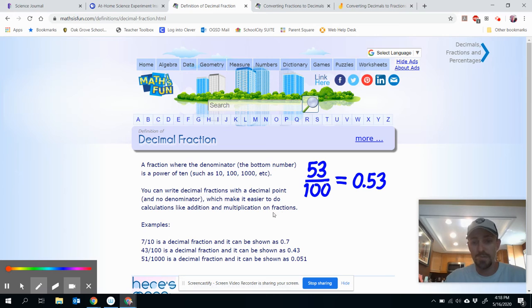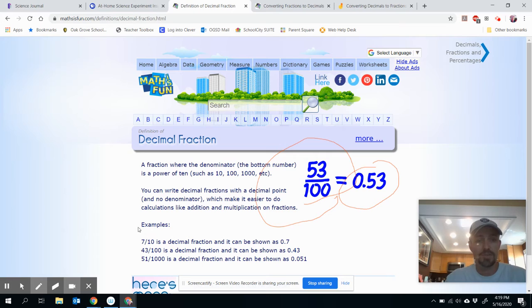I'm going to go ahead and click on my pen tool. 53 over 100 is what they gave you, and it equals 0.53. Taking a look at the examples here, and once again I am using this website, Math is Fun, to teach this particular concept. Take a look at what they've got here. 7/10 is a decimal fraction, and it can be shown as 0.7. 43 over 100 as a decimal fraction can be shown as 0.43, and 51 over 1,000 is 0.051. So those are all decimal fractions.